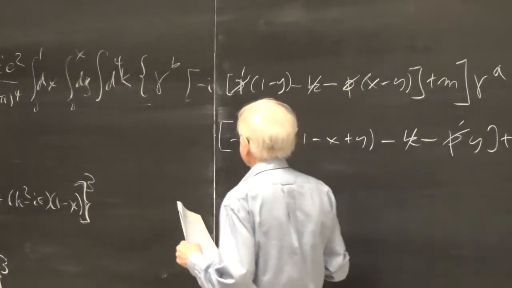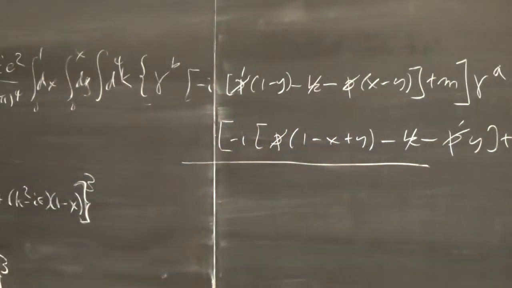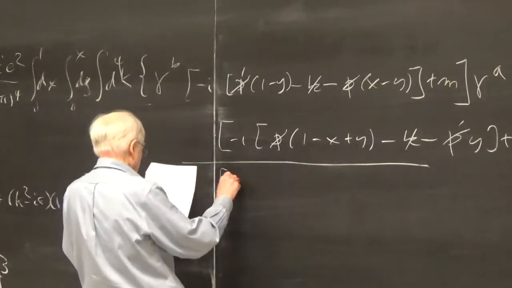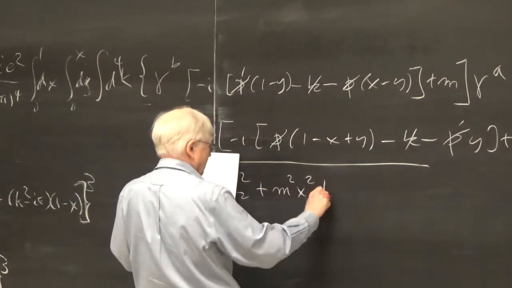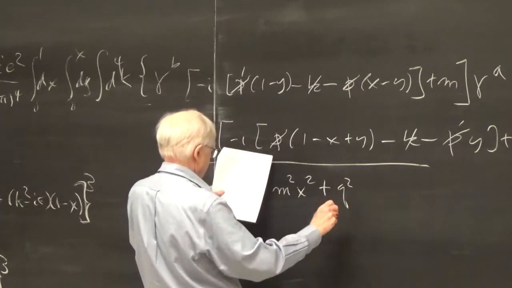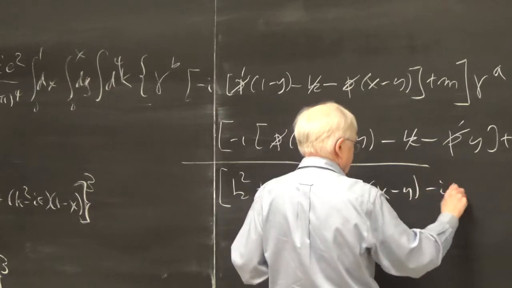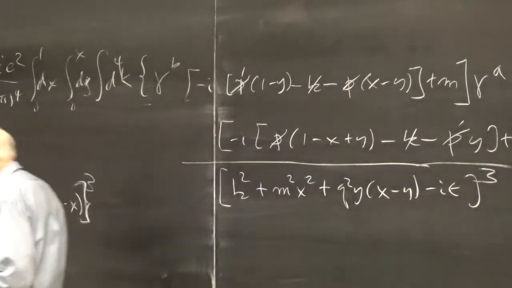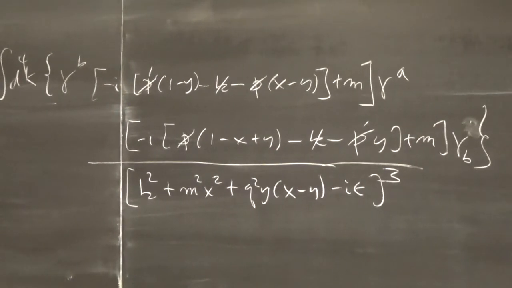And then all of this is divided by a denominator, but the denominator is simple because we shifted k. And so the denominator is k squared plus m squared x squared plus q squared y times x minus y minus i epsilon q. Okay, so that's what we've got to deal with, and as I said, it's a log divergence.